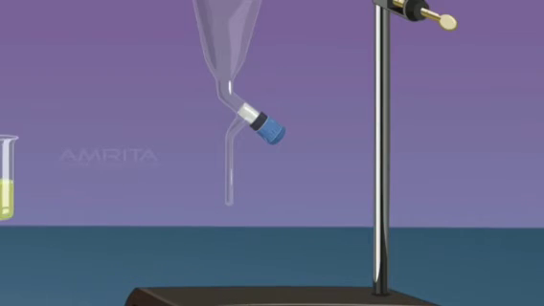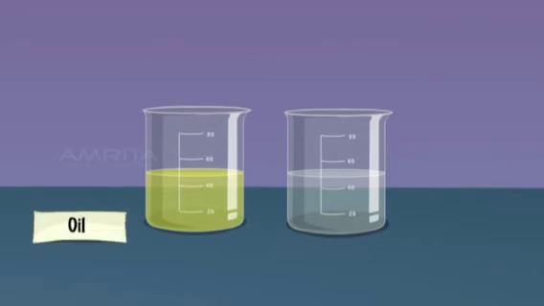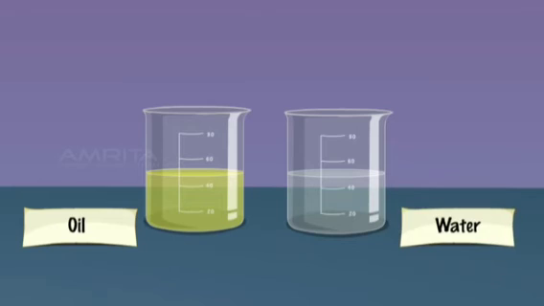The immiscible liquids separate out in layers depending on their densities. The denser liquid will fall to the bottom, forming the lower layer, and the lighter liquid forms the top layer. Water is denser than oil.